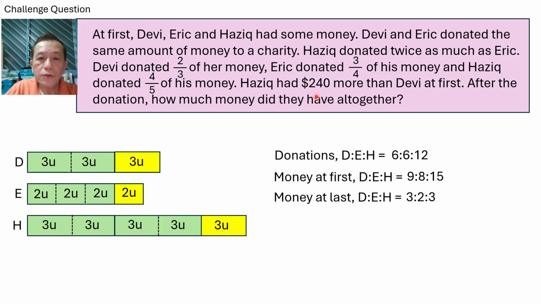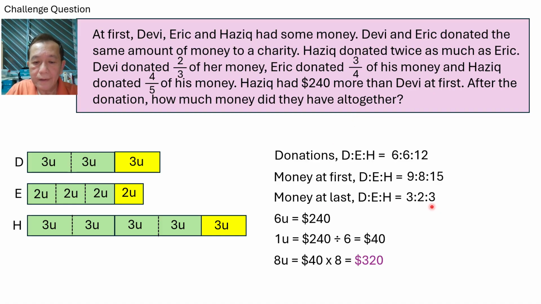Haziq had $240 more than Devi at first. Haziq 15, Devi 9. 6U equal $240. So 1U is $40. After the donation, how much money did they have altogether? 8U, $320.